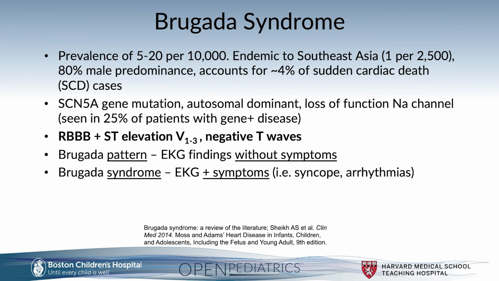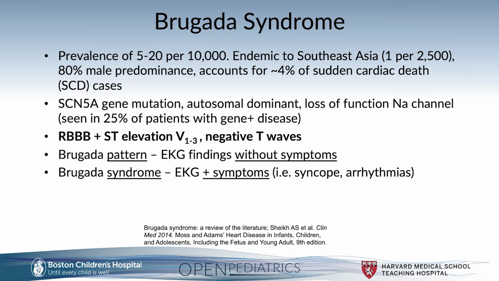Brugada syndrome has a prevalence of 5 to 20 per 10,000 and is endemic to Southeast Asia, where the prevalence is much higher at 1 per 2,500. There is a male predominance in this syndrome, with 80% of patients having this condition being male, and it accounts for approximately 4% of cases of sudden cardiac death.